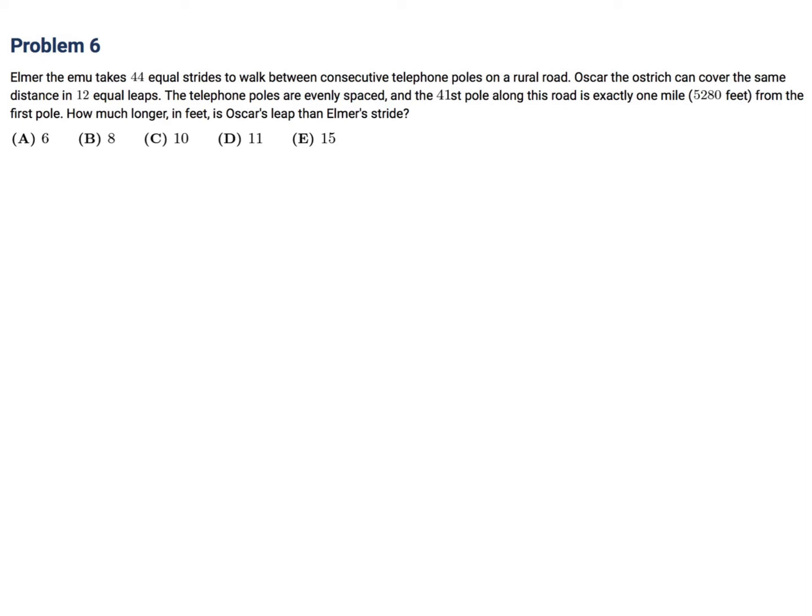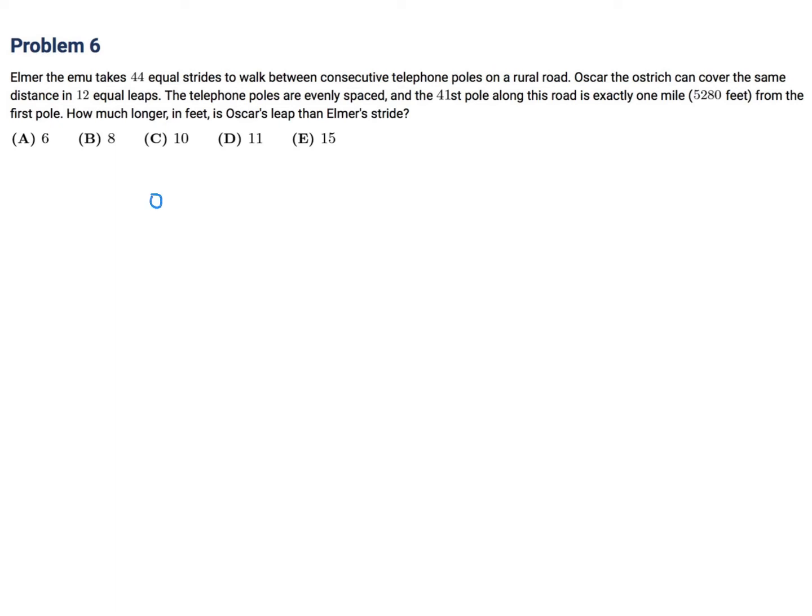Elmer the emu takes 44 equal strides to walk between consecutive telephone poles on a rural road. Oscar the ostrich can cover the same distance in 12 equal leaps. The telephone poles are evenly spaced, and the 41st pole along this road is exactly 1 mile, 5280 feet from the first pole. How much longer in feet is Oscar's leap than Elmer's stride?